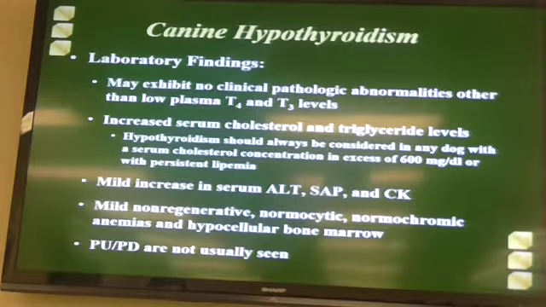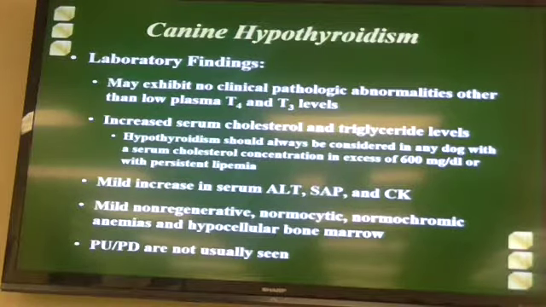Now, if you're starting to get some compromise of the liver because of your cholesterol, the liver's going to try to take it up. So you're going to cause leakage of the liver's enzymes, and that's ALT. And ALP is also a membrane transport enzyme. Okay? You get a mild, non-regenerative, normocytic, normochromic anemia.